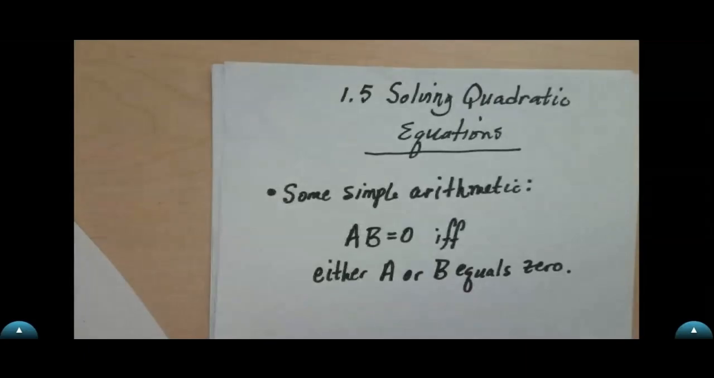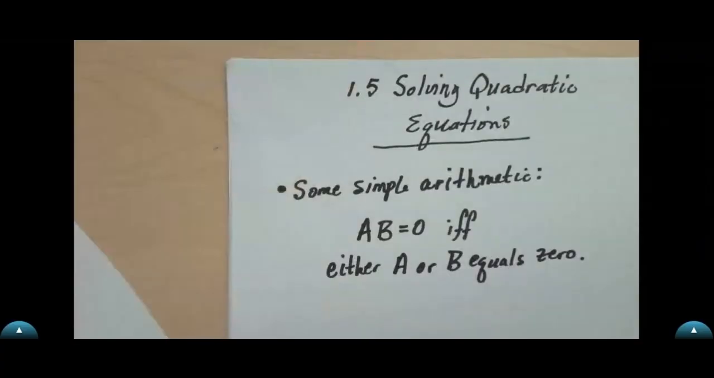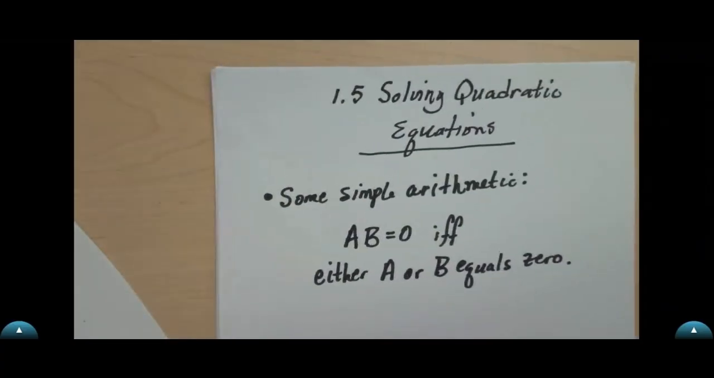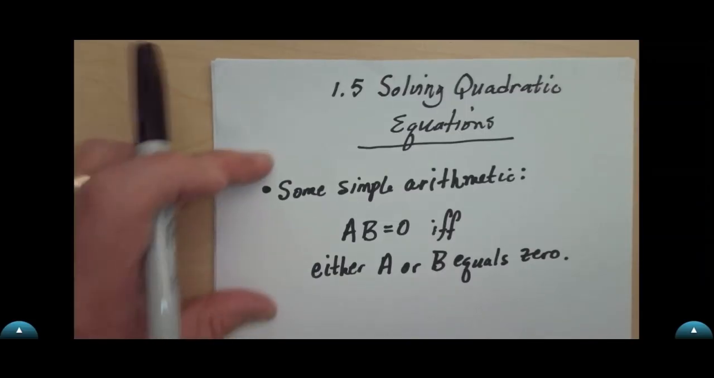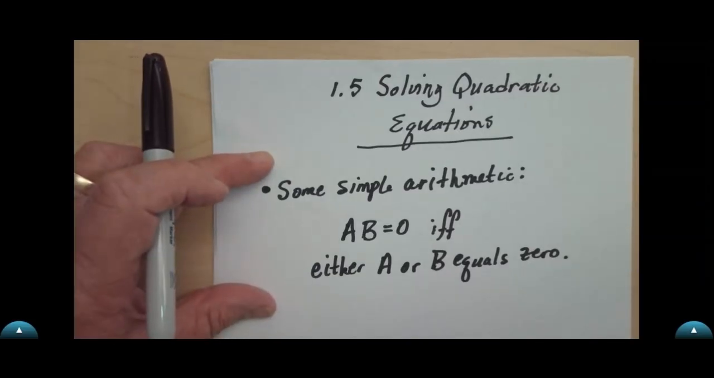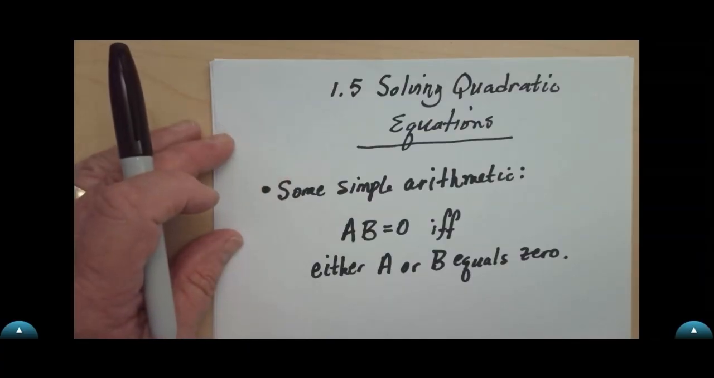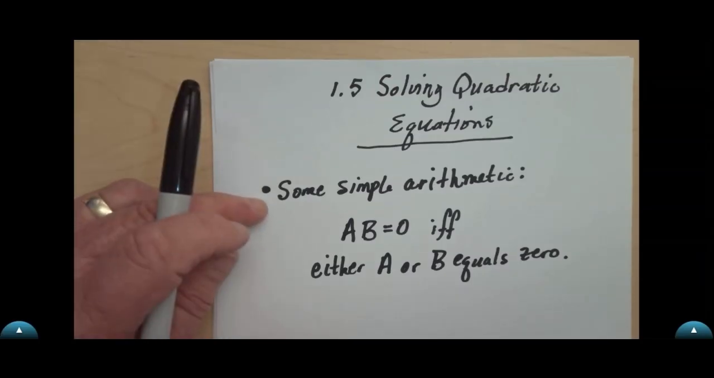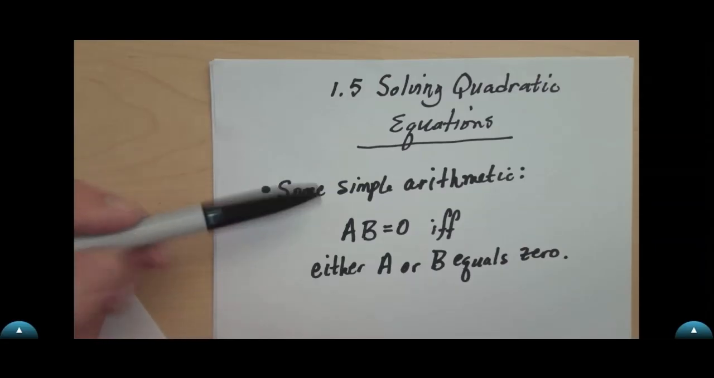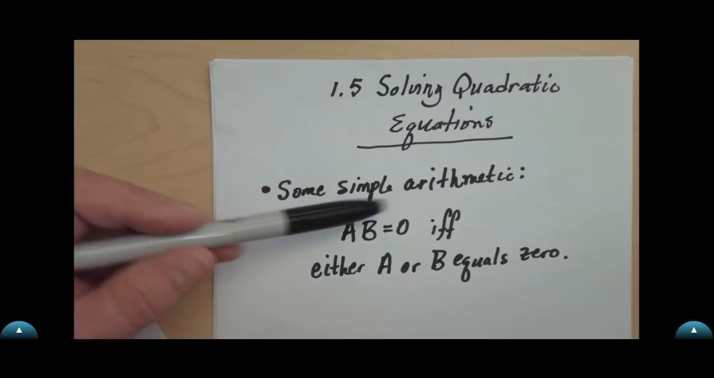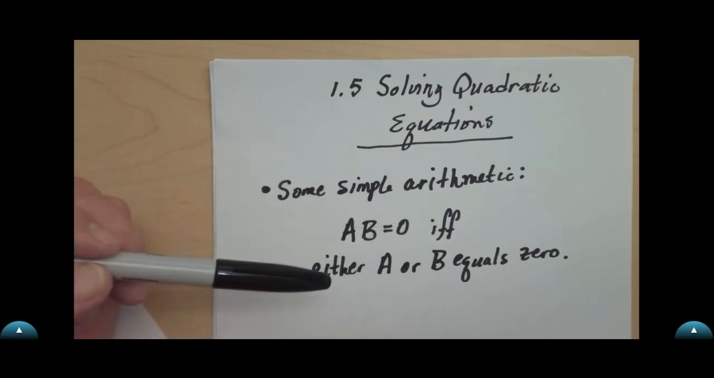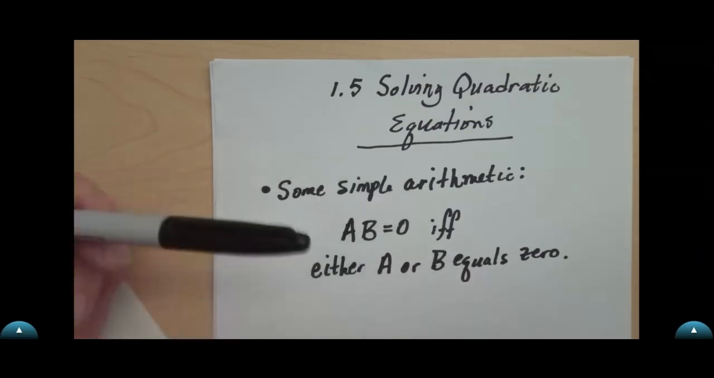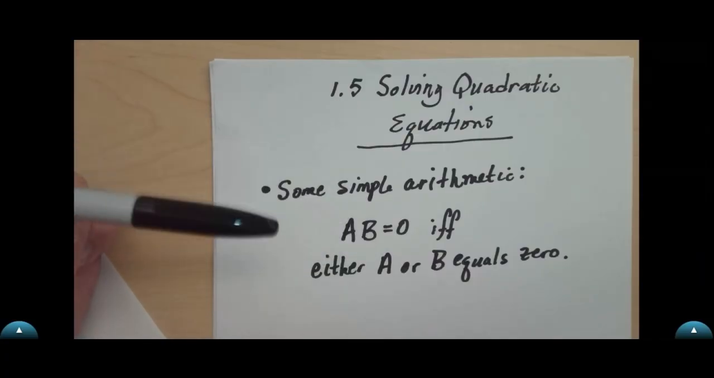So the first thing we need to talk about is, and this is going to lead directly into this idea of solving quadratic equations by factoring. This has nothing in and of itself to do with quadratic equations. It's just arithmetic. And so we've got this little arithmetic rule, property, law, whatever we want to call it, that says that A times B is equal to 0 if and only if either A equals 0 or B equals 0, or both of them equal 0.